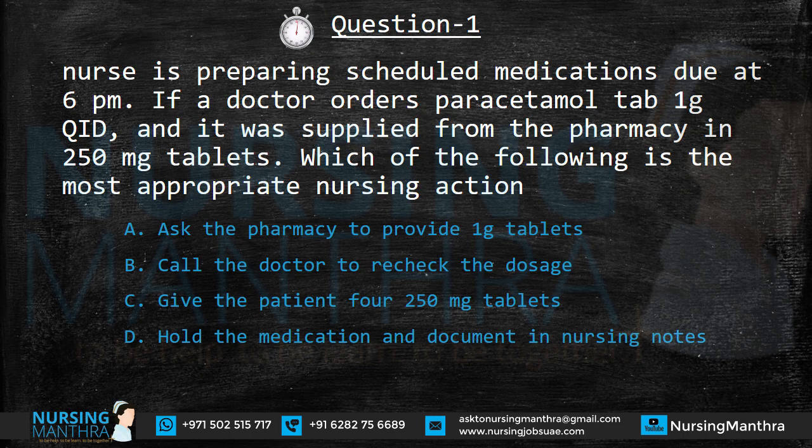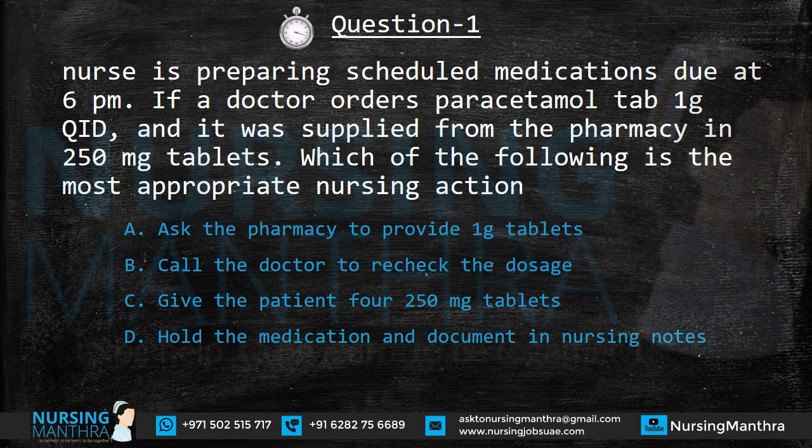A nurse is preparing a scheduled med due at 6 p.m. If a doctor orders paracetamol tab 1 g QID, and it was supplied from the pharmacy in 250 mg tablets, which of the following is the most appropriate nursing action?